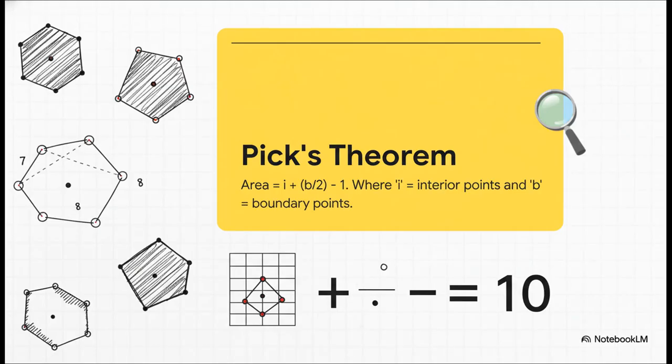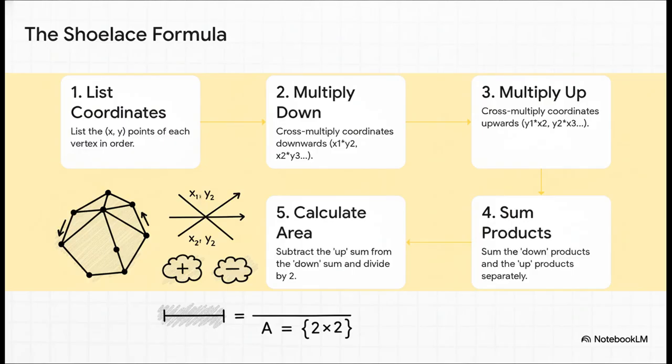So here's how it works. The area equals the number of dots on the inside, I, plus half the number of dots on the boundary, B, and then you subtract 1. So let's try it with this shape right here. Okay, we count 7 dots on the inside, and there are 8 dots right on the boundary line. So that's 7 plus half of 8, which is 4. That gets us to 11. Then we subtract 1, and we get a perfect area of 10. It's really that simple.